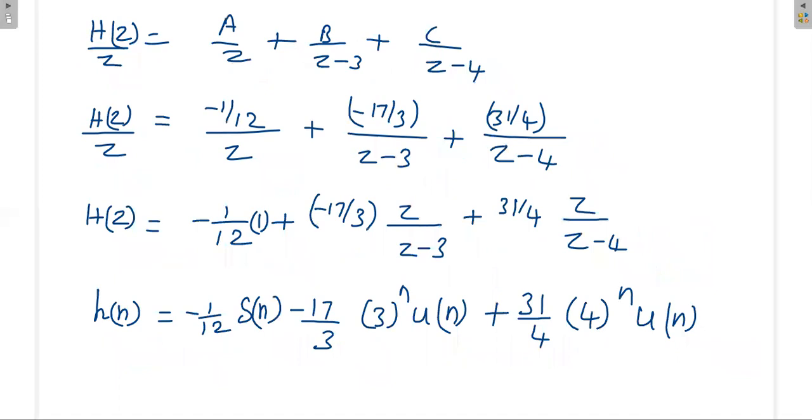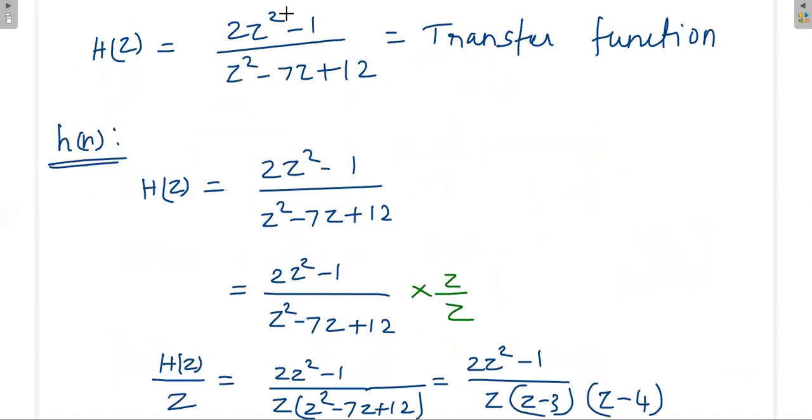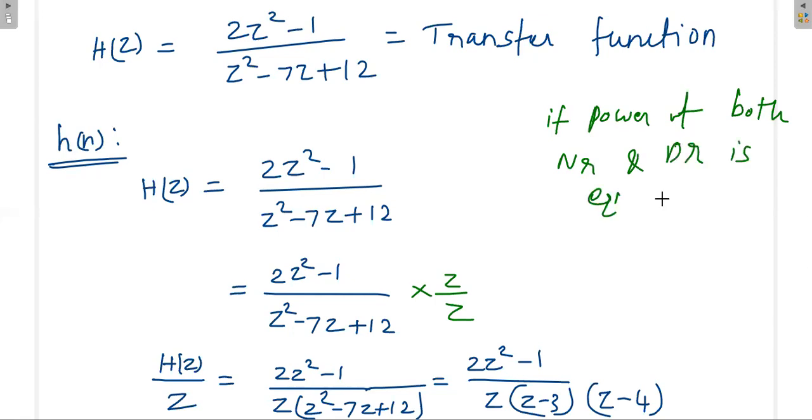If you concentrate on this transfer function, the degree or order of the system, the maximum power here is 2, here also 2. If they are equal, definitely you will be getting δ(n). If the power of the numerator and denominator is equal, then in the inverse z transform δ(n) will be there.